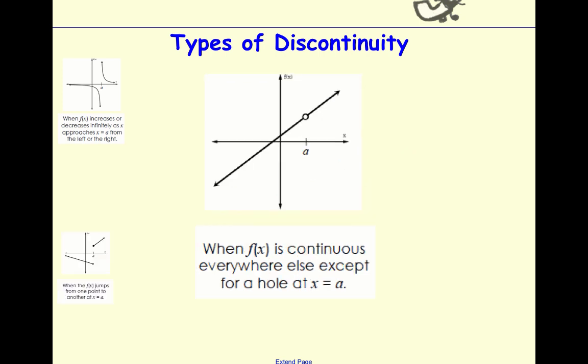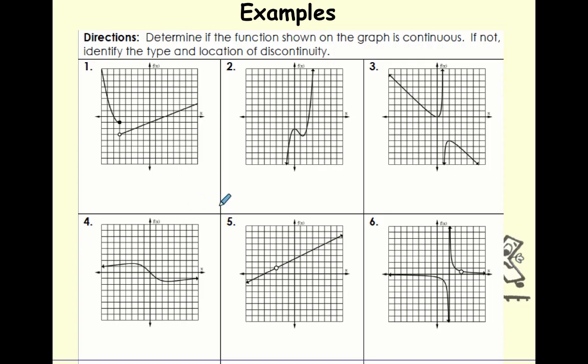And this type of discontinuity is literally called a hole. And see the little hole right there? What it says is that it's continuing, but I have to skip that point right there. So I skip that value for my domain and that value for my range. Now let's look at some examples. So we want to determine if the function is continuous or not. So let's just go through them really quick.